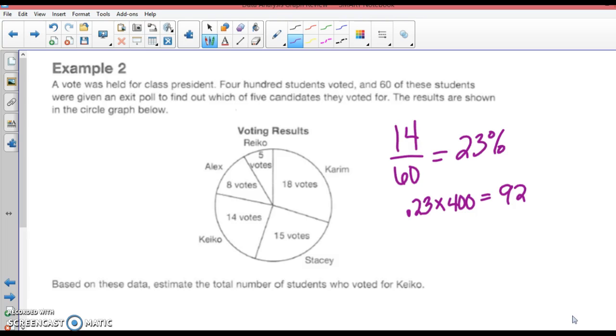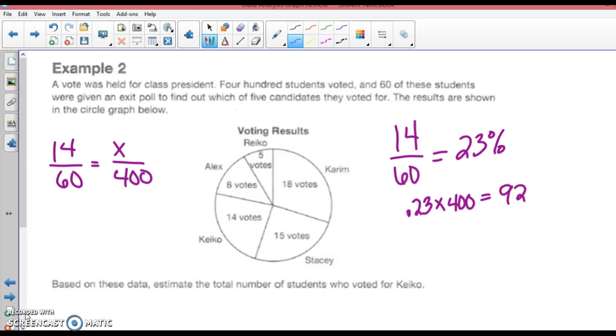I wouldn't do that. Okay? This is what I would do. I love proportions. If you can say this is related to this, as this is related to this. So, didn't 14 out of 60 say they were voting for Kaito? We want to know X out of 400. Right? Does that make sense to you? If 14 out of 60 said they were voting, we want to know X out of 400. How do we solve a proportion?